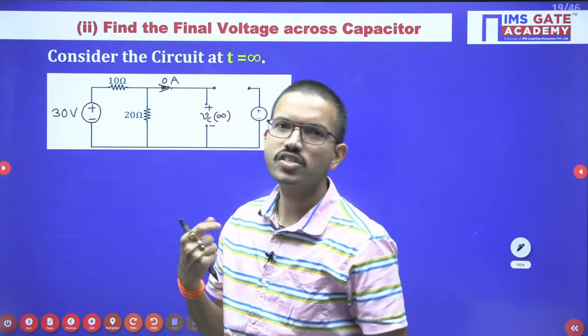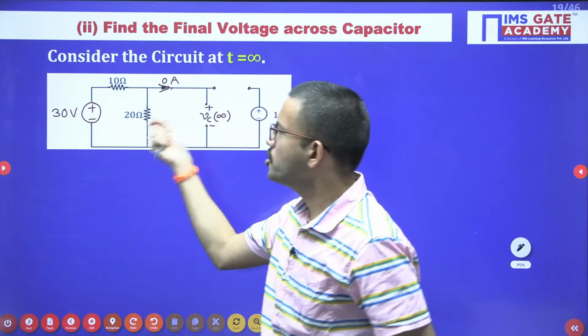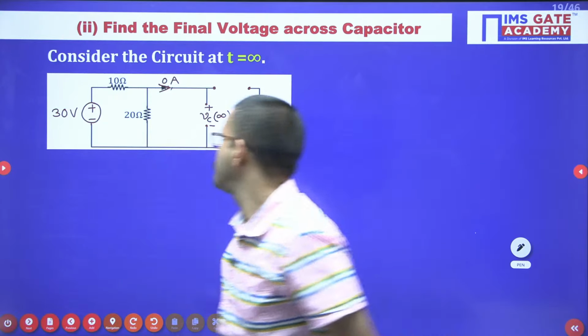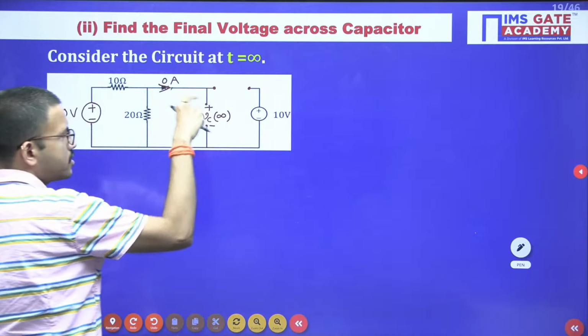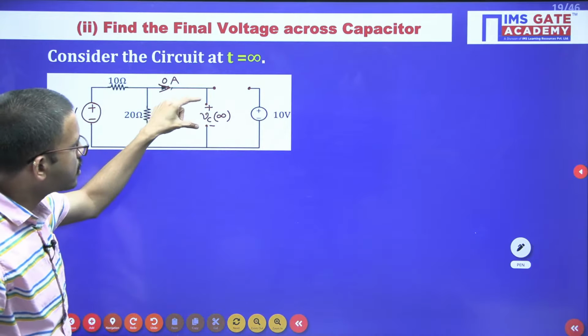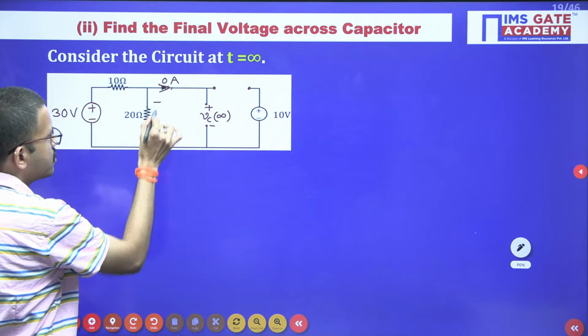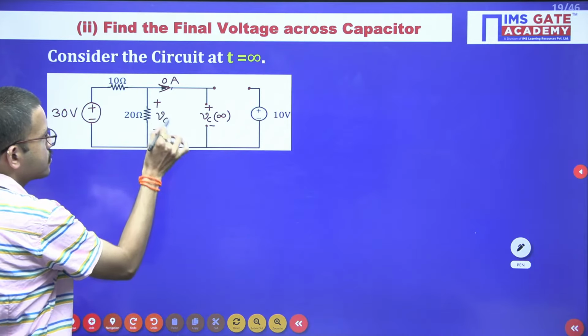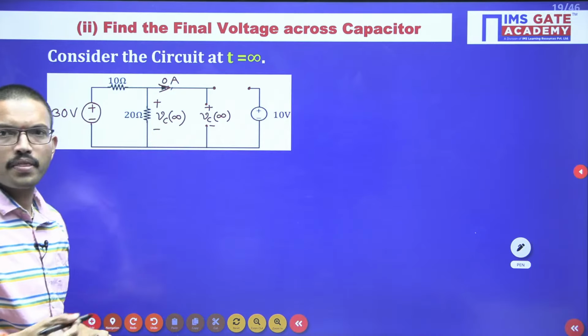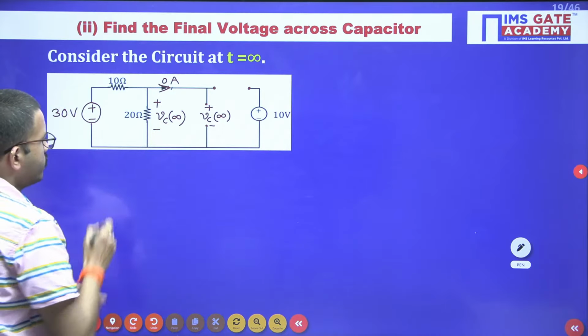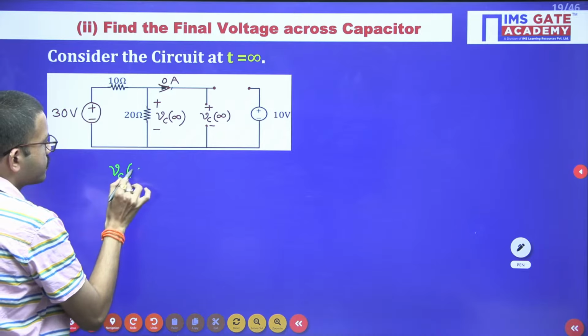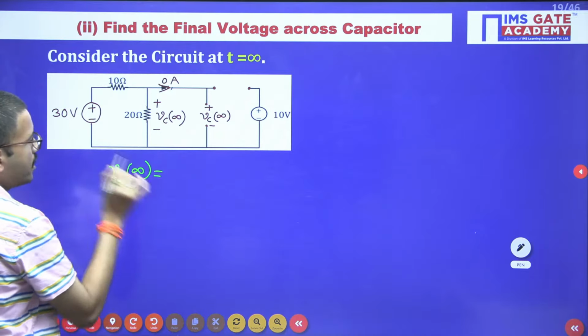That concept you might have studied in the first chapter, right? Now we are going to apply that voltage division rule in order to find the voltage across these two terminals, because across these two terminals the voltage is the same as the voltage across this particular 20 ohm resistor. Yes or no? Both are the same. Okay, so now we can calculate VC of infinity.